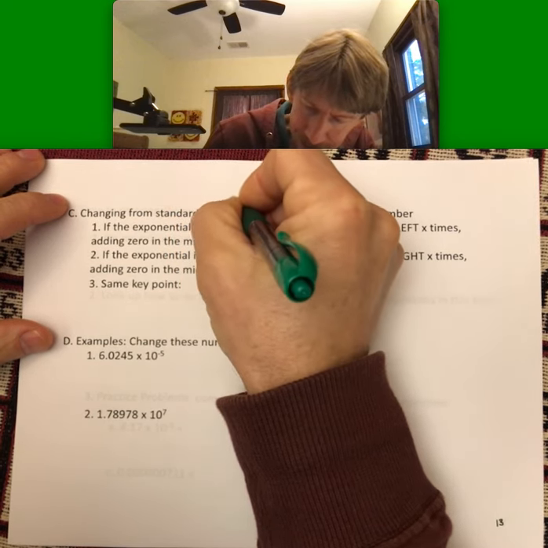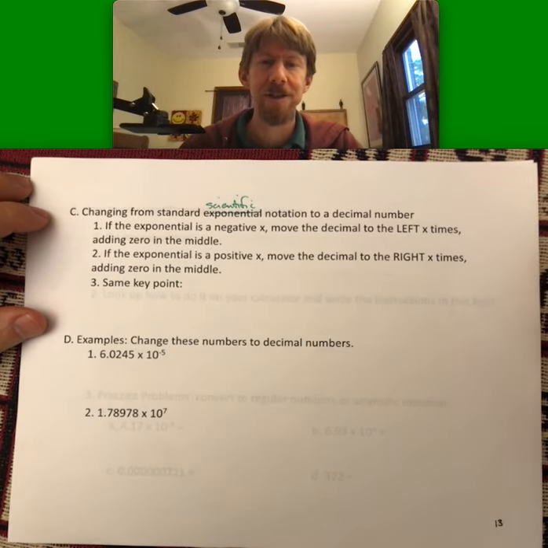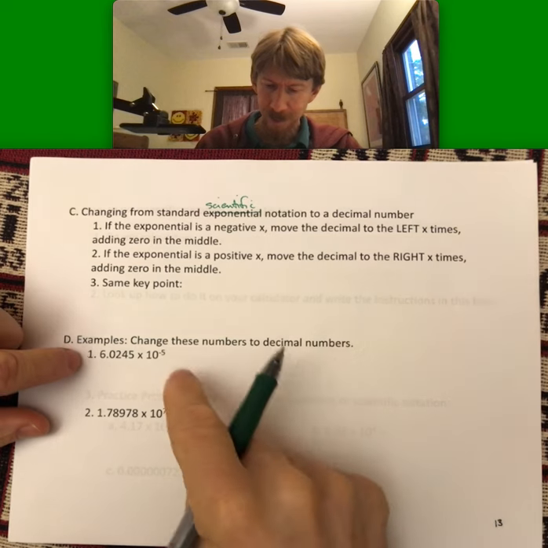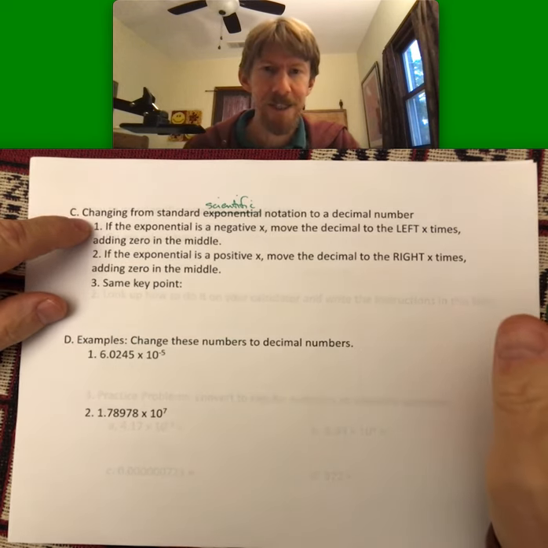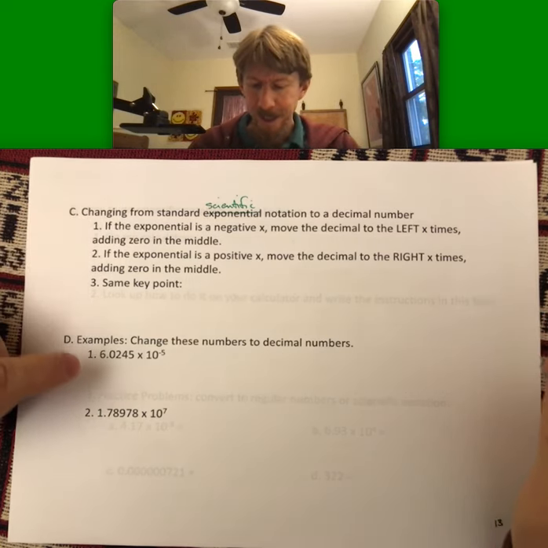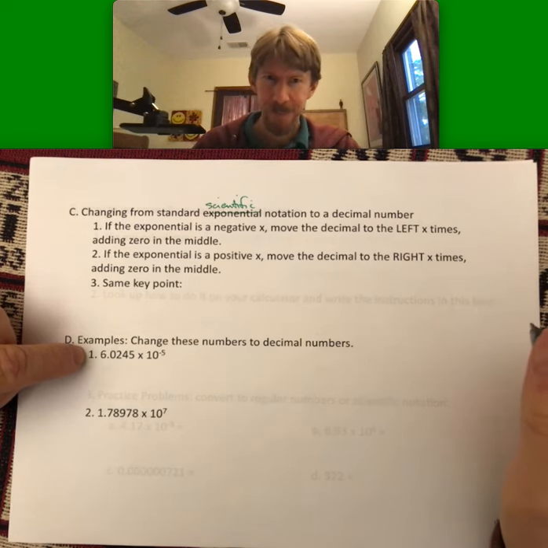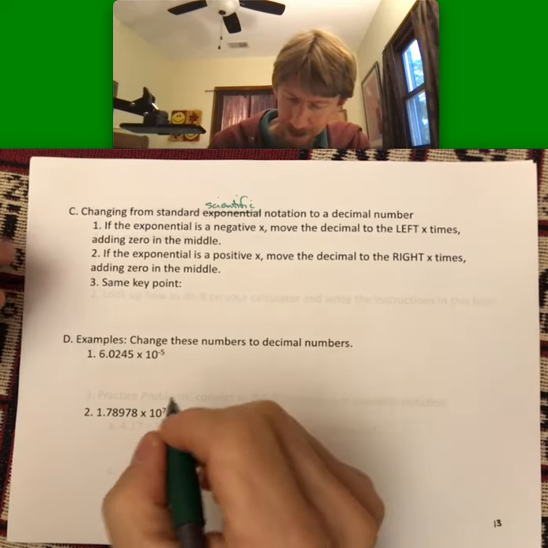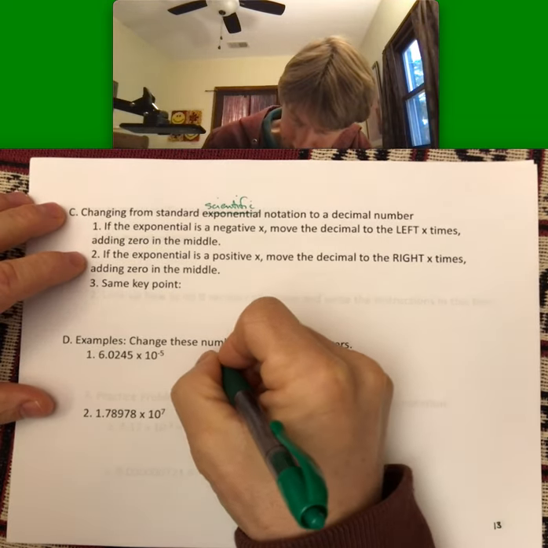It keeps creeping in. I apologize for that. Changing from standard scientific notation to a decimal number: if the exponent is negative, a negative x, move the decimal to the left. This one is negative in our examples, so I'm going to write this over again to get that one out of the way.